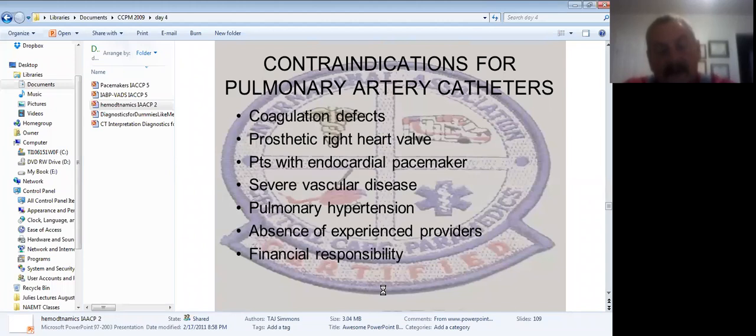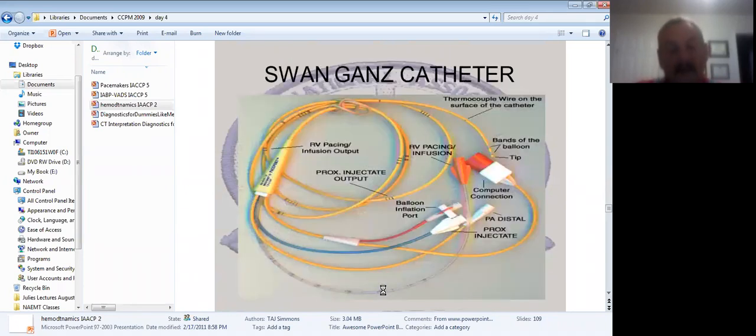There are some contraindications: coagulopathy, prosthetic right heart valves, patients with endocardial pacemakers, severe vascular disease, pulmonary hypertension, or if you don't have anyone that can take care of them. Notice financial responsibility. What do you know about these things? They're expensive to put in and expensive to maintain.